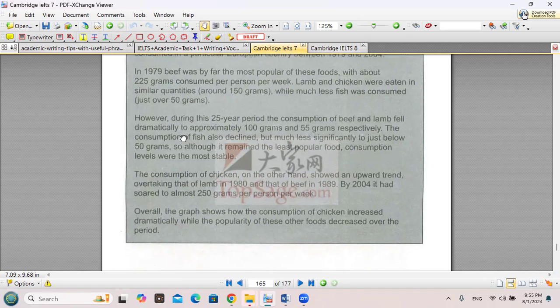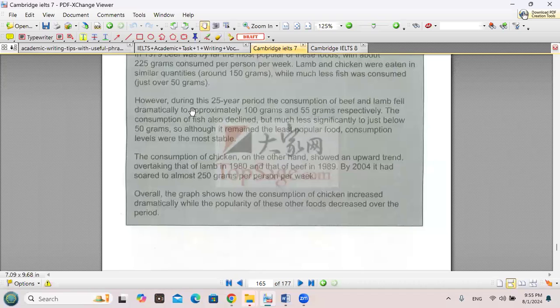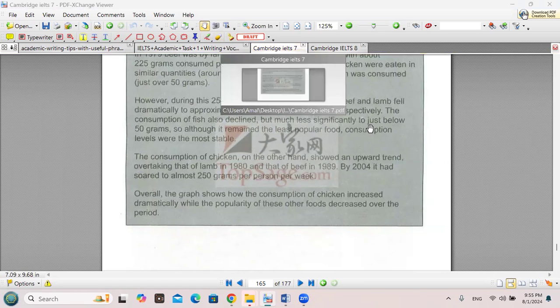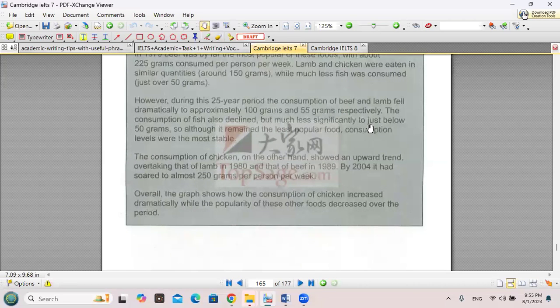So here, in body 2, who can read it? Who likes to read it? Okay, Muhammad, start reading it. However, during this 25-year period, the consumption of beef and lamb fell dramatically to approximately 100 grams and 55 grams respectively. The consumption of fish also declined, but much less significantly, to just below 50 grams. So although it remained the least popular food, consumption levels were the most stable.